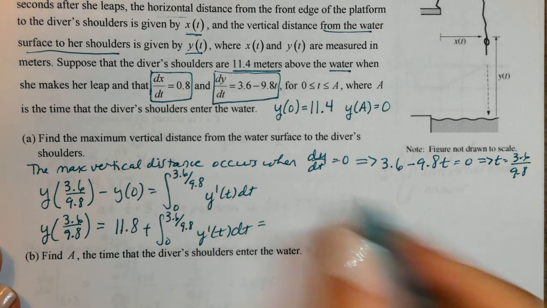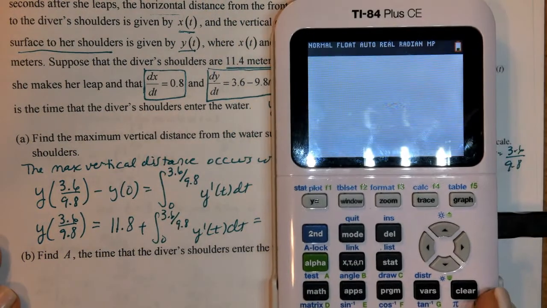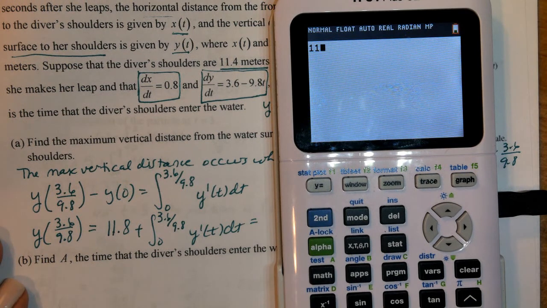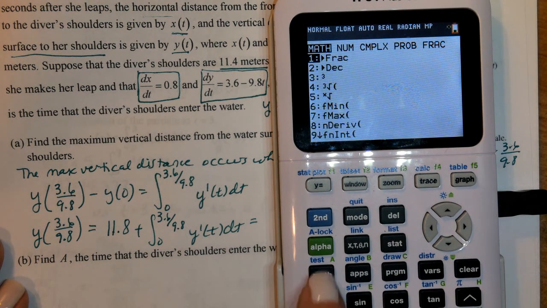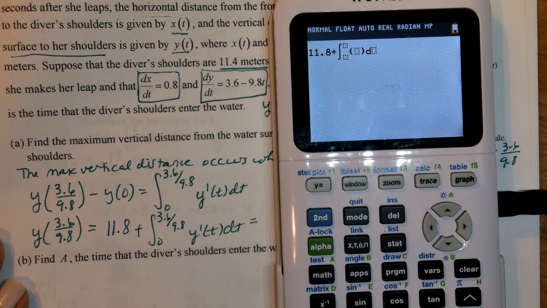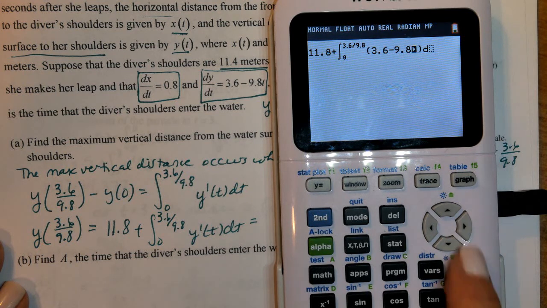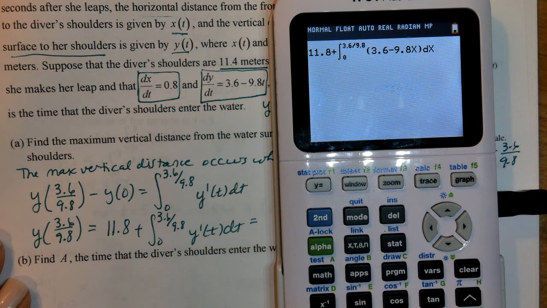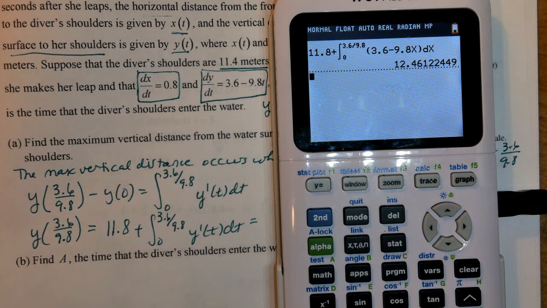And now I am going to use my calculator for that. So I've got 11.8 plus math 9, the integral from 0 to 3.6 divided by 9.8 of my y prime. It's not too hard to type in though. I am going to put that in because I'm having to make sure that that's correct. So I get 12.461.